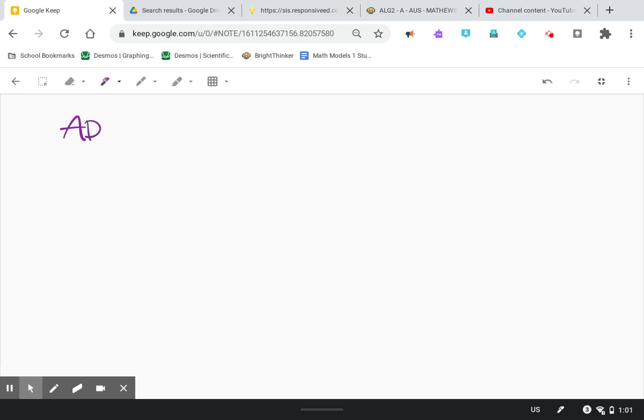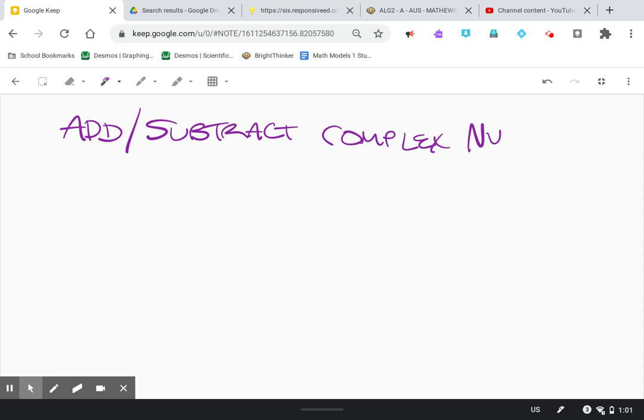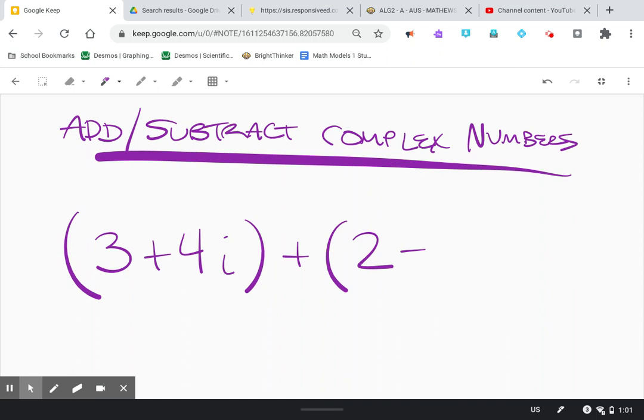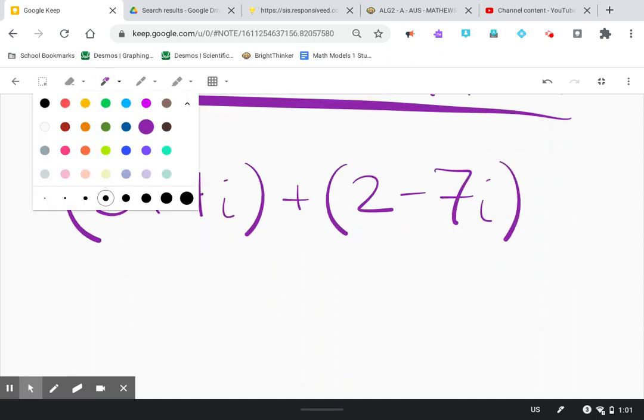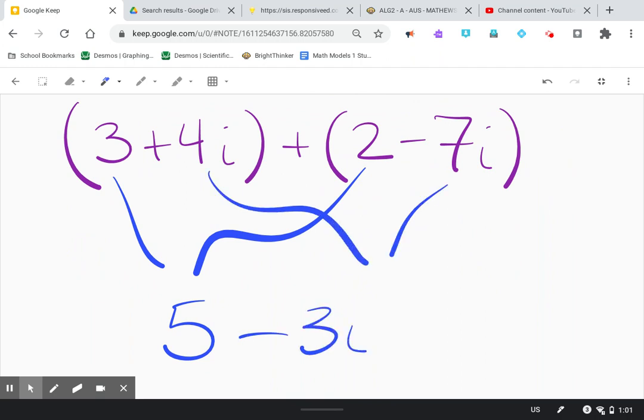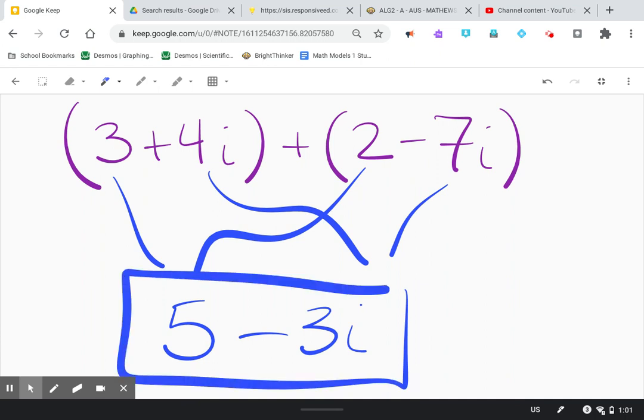So if I'm going to add or subtract complex numbers, for instance, let's say I had 3 plus 4i plus 2 minus 7i, then I'm going to add the 2 and the 3 together. It's going to make 5. And then I'm going to add the 4 and the negative 7. 4 minus 7 is going to be minus 3i. And that's pretty much it.